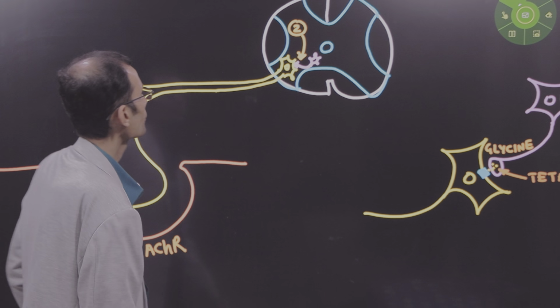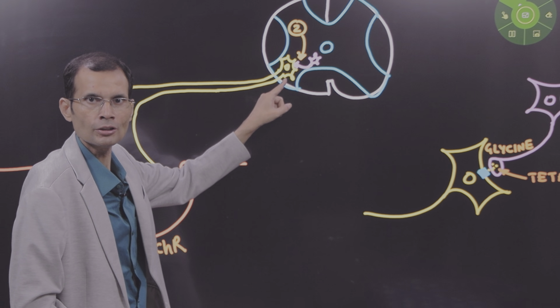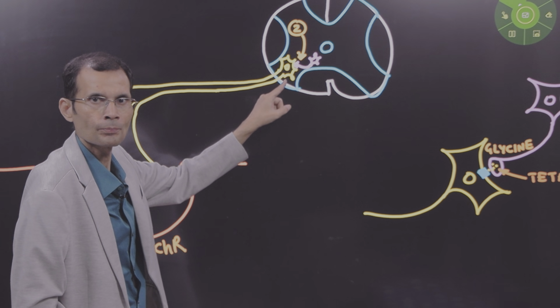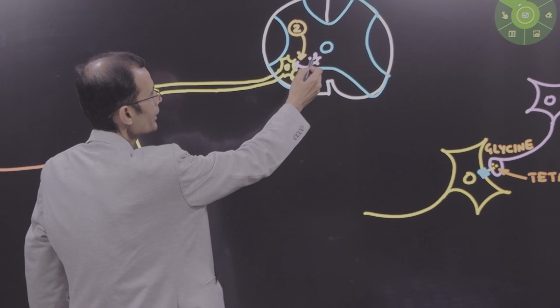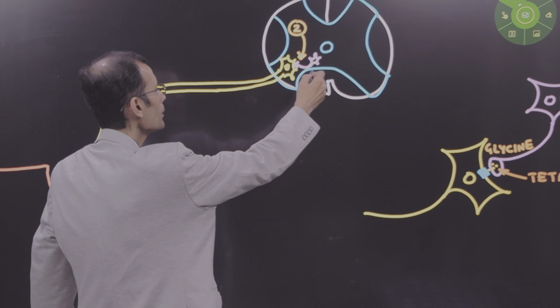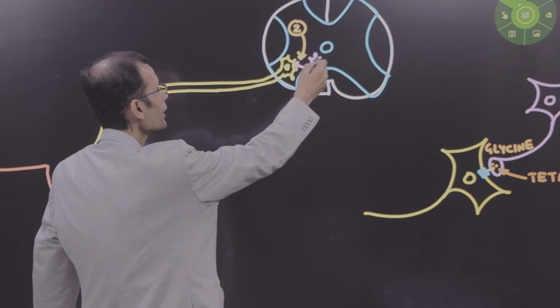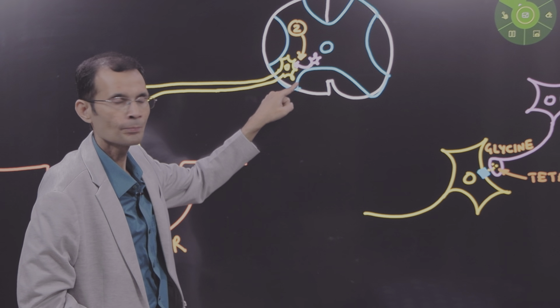It is sending signals to the muscle for muscle contraction. Now this motor neuron is innervated by some inhibitory interneurons in the spinal cord. If you can see here, there is a small inhibitory interneuron which is ending on the anterior motor neuron.